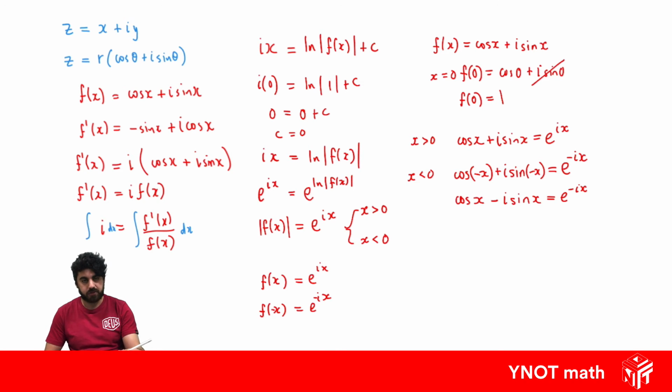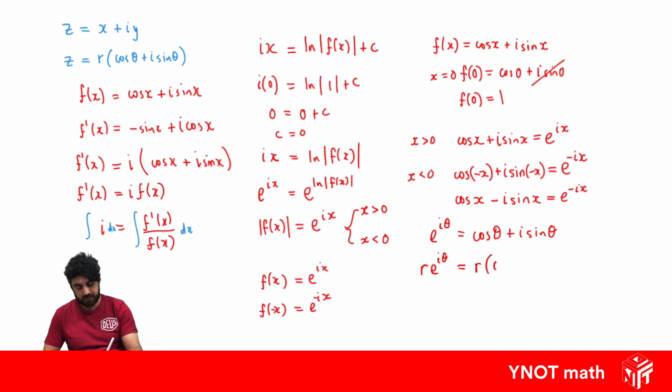Now, what we can do is generalize this result by saying, let's let x equal theta. So we can say that e to the i theta equals cos theta plus i sine theta, for a value theta that's defined by the argument of the complex number. But it'd be nice if we could include the modulus, so all we have to do is multiply both sides by r. If we do that, we get r e to the i theta equals r times cos theta plus i sine theta.